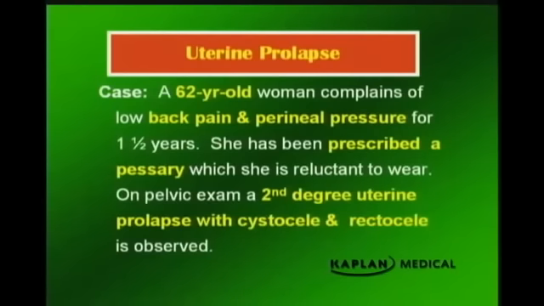On pelvic exam, she has a 2nd-degree uterine prolapse with cystocele and rectocele. So she got a package deal. She's got uterine prolapse, cystocele, and rectocele.